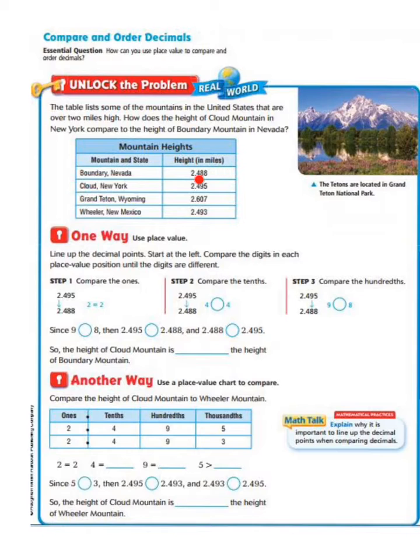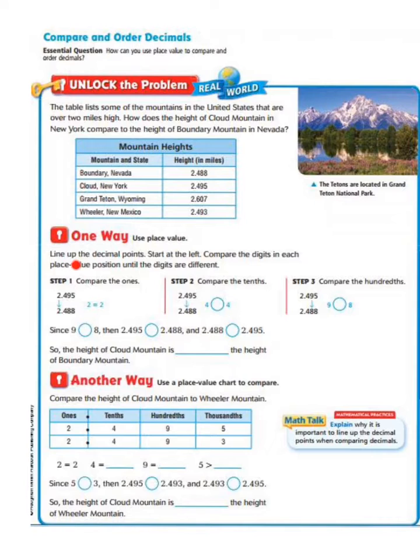So we see that Boundary, Nevada is 2,488 miles. Cloud, New York is 2,495,000 miles. Grand Teton, Wyoming is 2,607,000 miles. And Wheeler, New Mexico is 2,493,000 miles. Now, one way that we can do this to answer our essential question is to use place value.